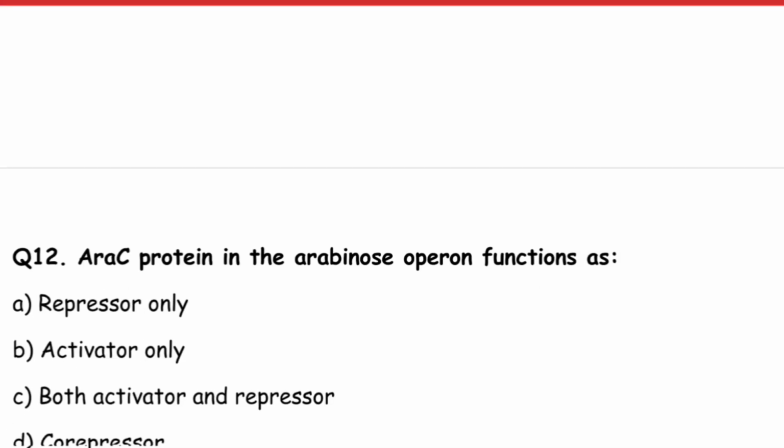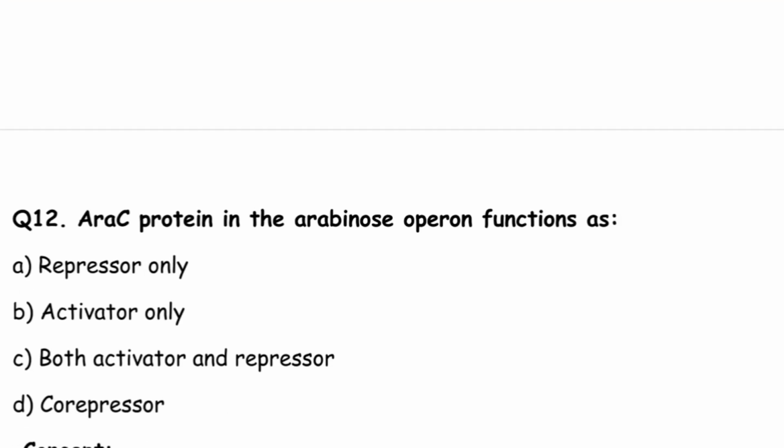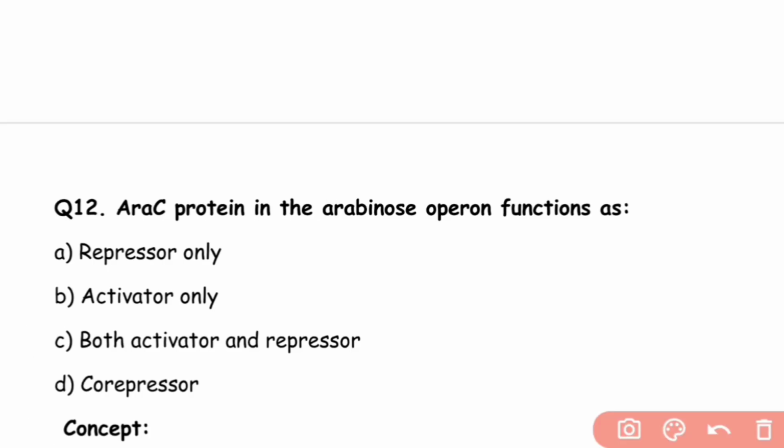Next question is, the AraC protein in the arabinose operon functions as A. repressor, B. activator, C. both A and B, that is repressor and activator, and D. co-repressor. Here the correct answer is both activator and repressor.